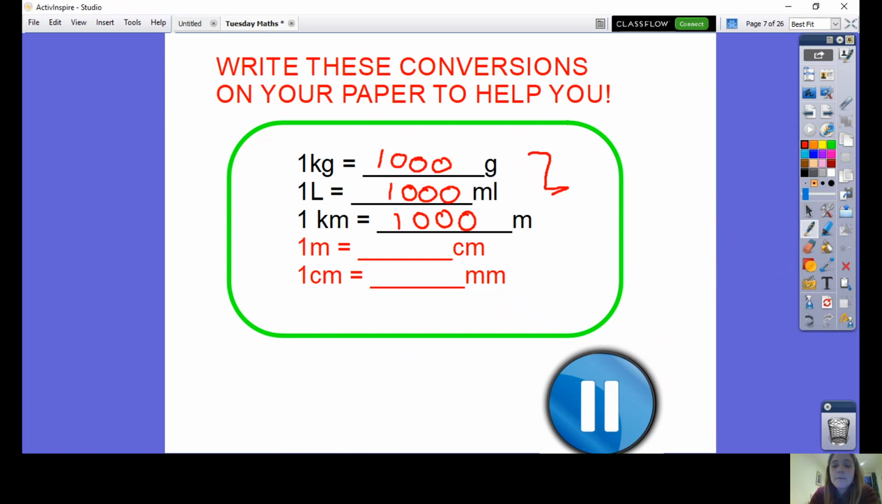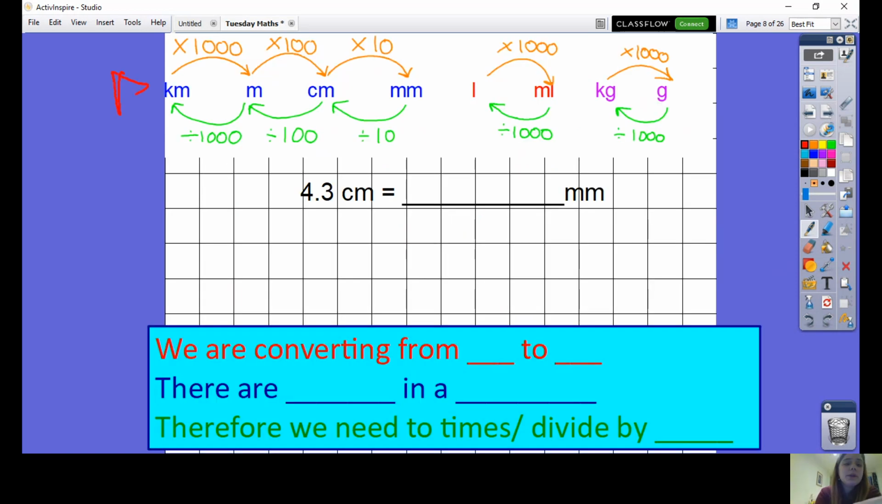Remember I said when we're looking at metric units of measurement, most of them are 1,000. The only ones you need to remember are the ones that you might have on your ruler anyway. There are 100 centimetres in a metre and 10 millimetres in a centimetre. Please make sure you've got these facts written on your piece of paper to help you with your learning. You might also want to make sure you've got this conversion chart written down that we did yesterday. We've written it out yesterday, so hopefully you've still got that piece of paper, but if you feel like it would help you to write it out again, please pause the video and do that.